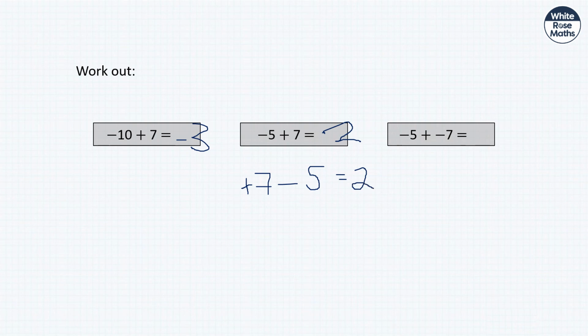So positive 7 subtract 5 will be positive 2, guys. Okay, this next one, negative 5 add negative 7 is negative 5 subtract 7, so that'd be negative 12, guys. Okay, for that. There we go.